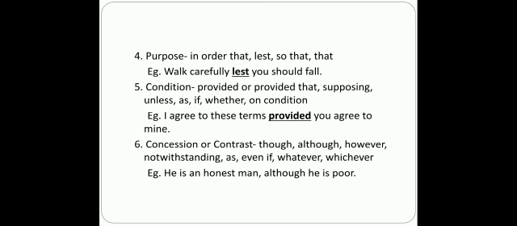Number 5, condition. It includes provided or provided that, supposing, unless, as, if, whether, on condition. Example, I agree to these terms provided you agree to mine. Number 6, concession or contrast. It includes though, although, however, notwithstanding, as, even if, whatever, whichever. Example, he is an honest man although he is poor.